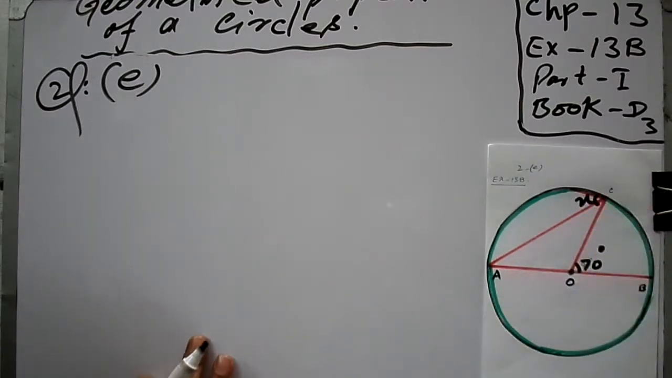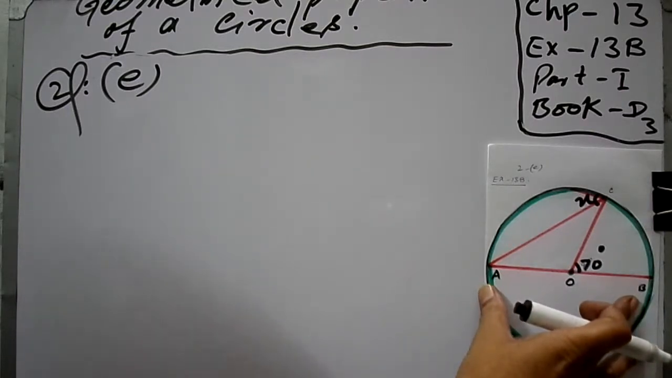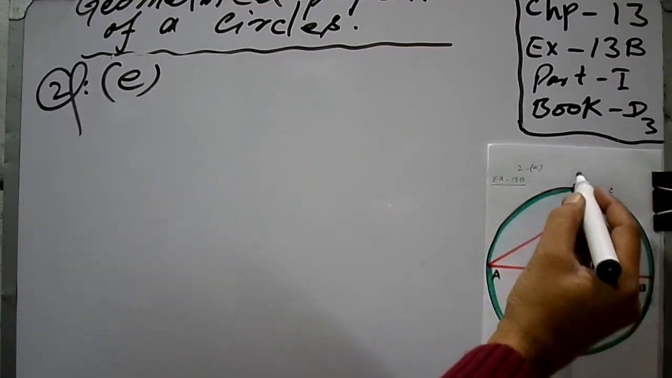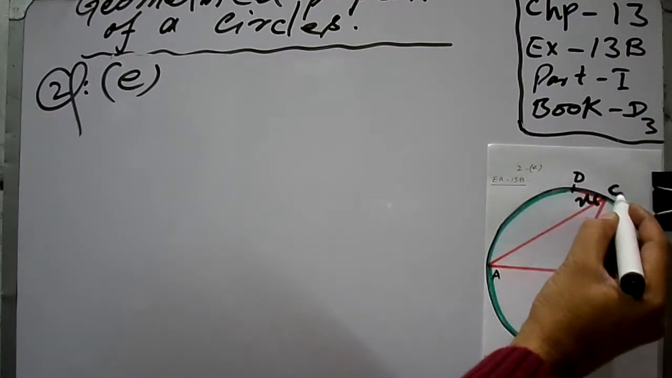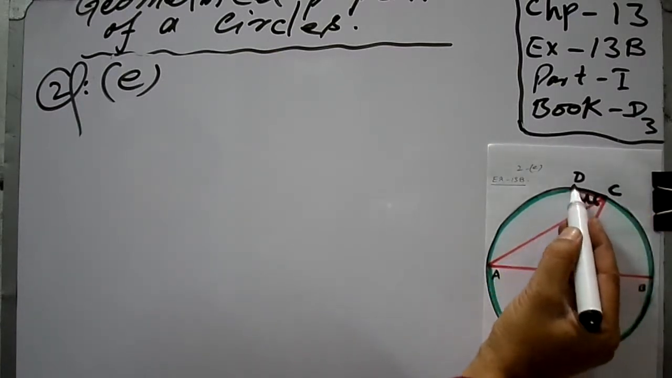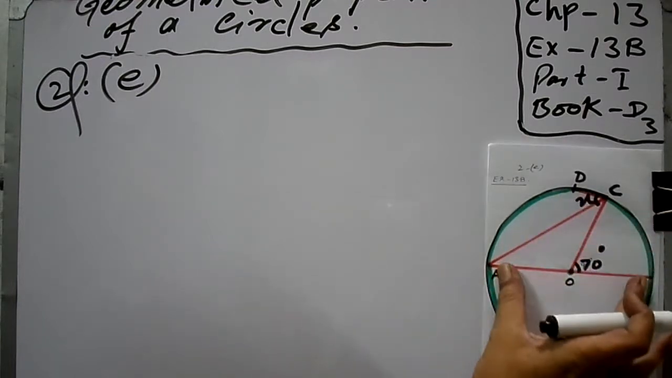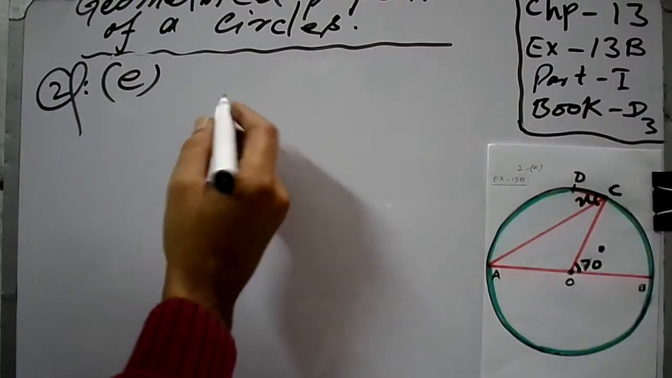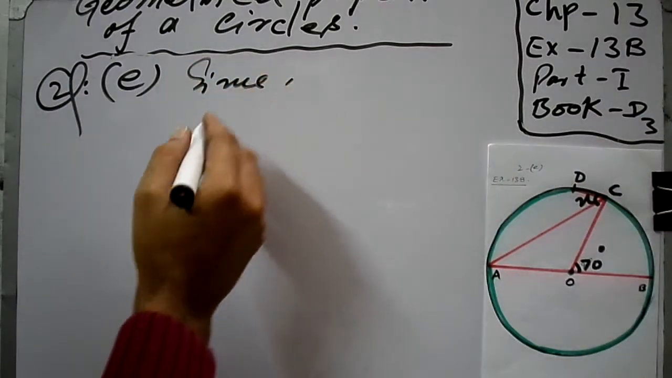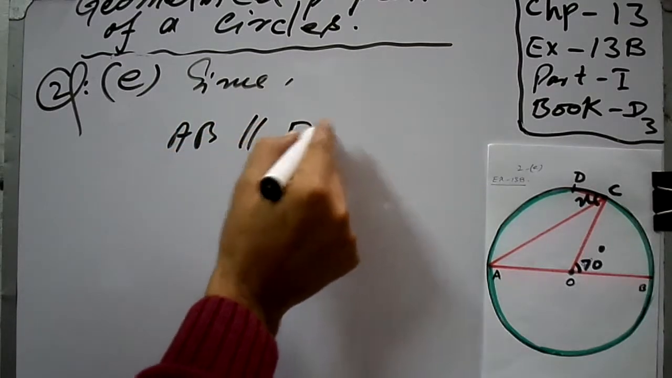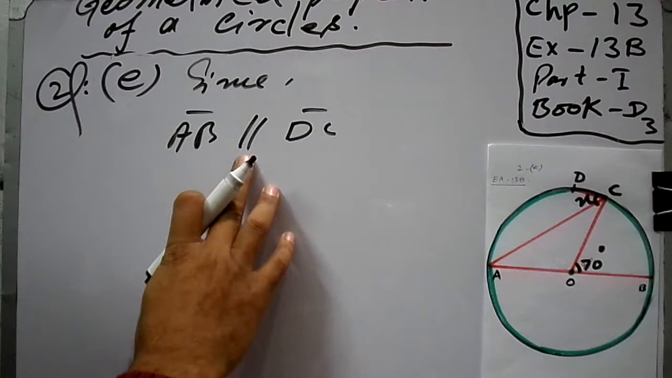Now coming to the question, this AB is parallel to this portion, that is DC. Here you can see, here is D and here is your C. You can see the red coloration between, so these two are parallel. AB is parallel to DC. So with the help of the diagram we can say that side AB is parallel to DC. So this is the sign of parallel.